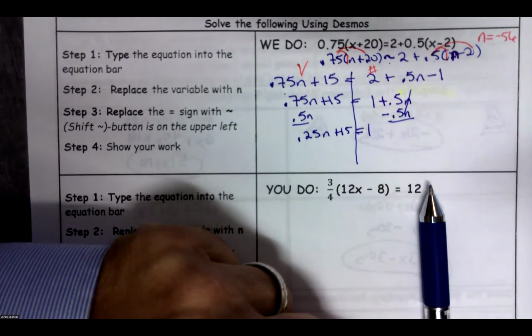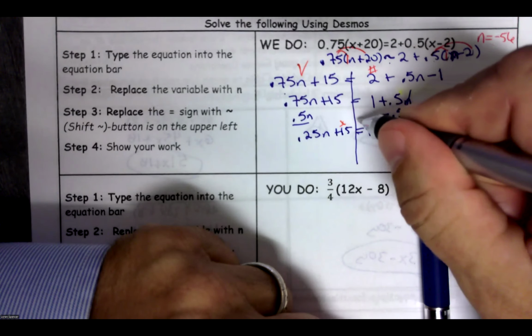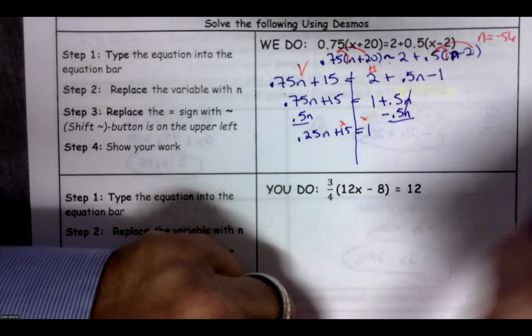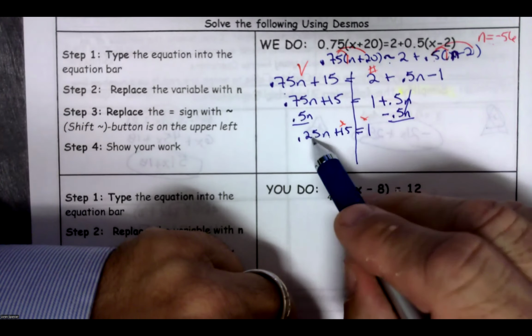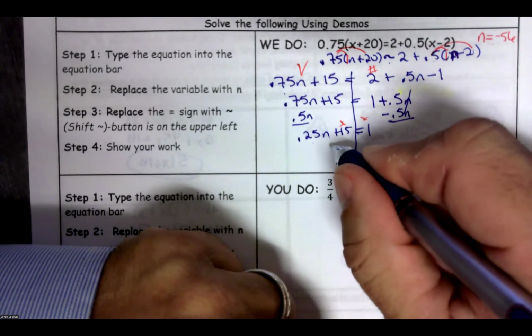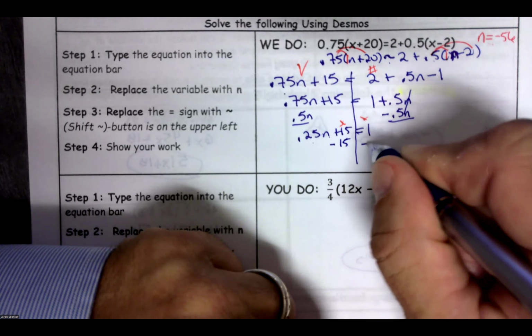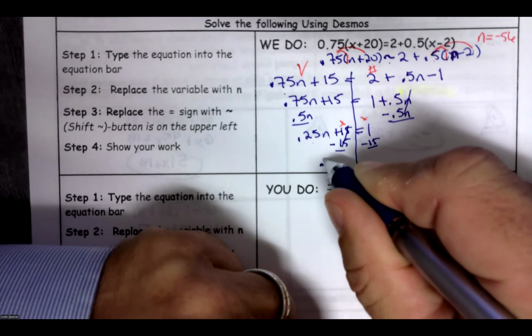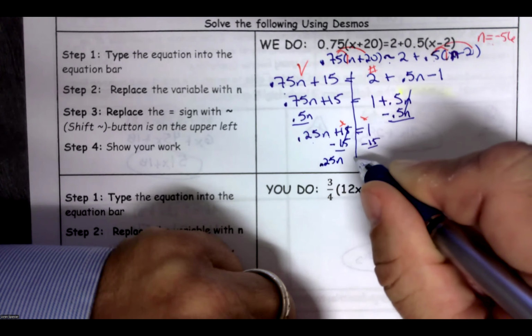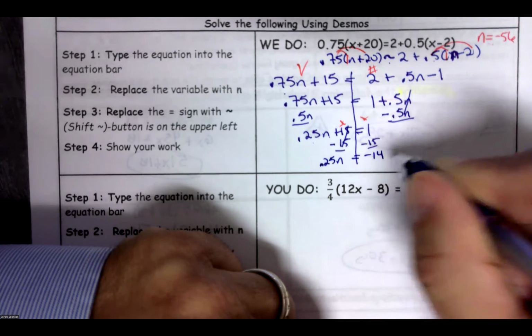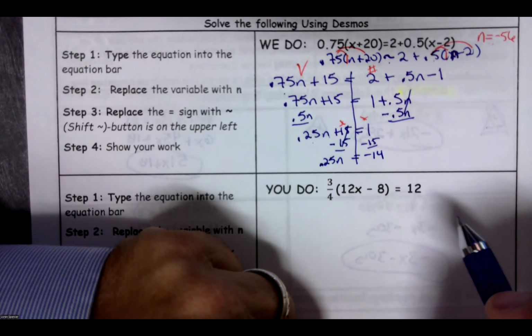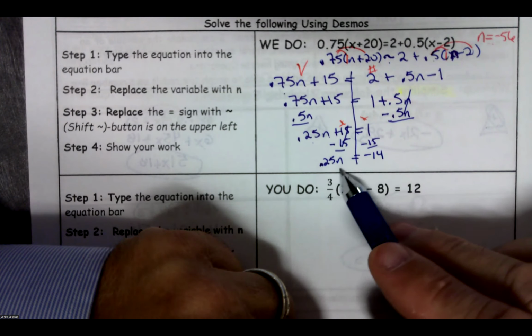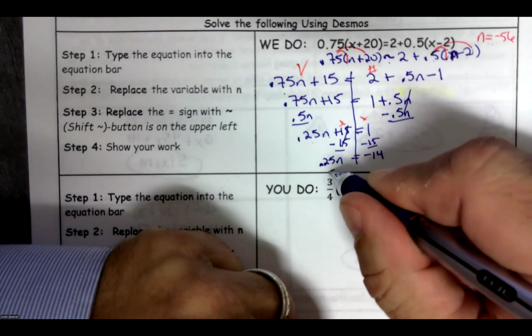I need to move my constants, and I have two constants. I have a 15 and a 1. I need to move them away from the variable because the goal is to isolate the variable. So we need to minus 15. So now I have 0.25n equals negative 14. At this point, I need to divide both sides by 0.25.